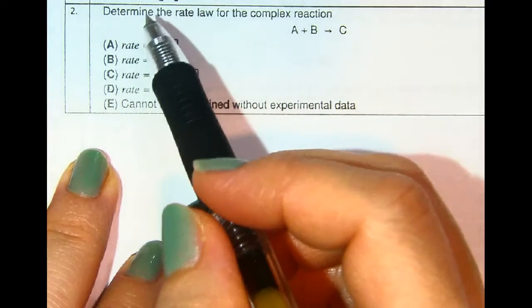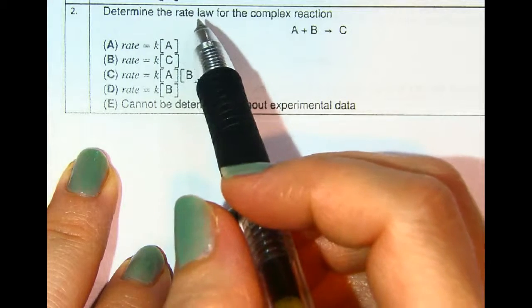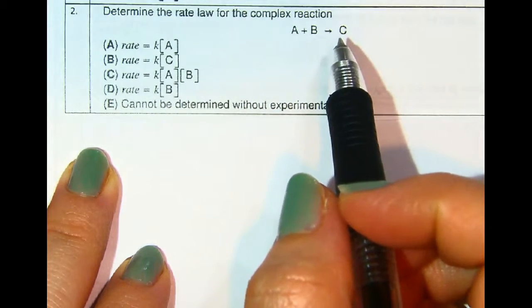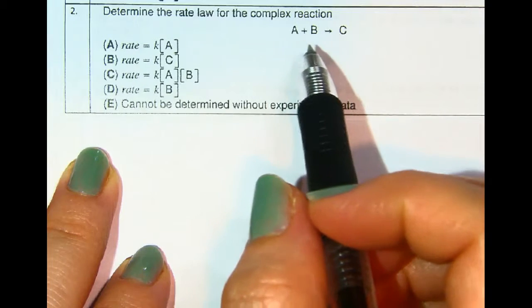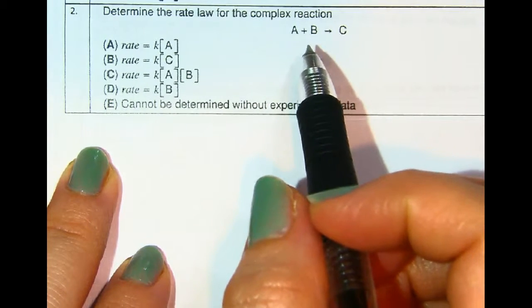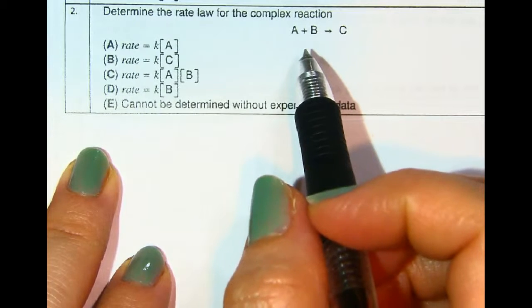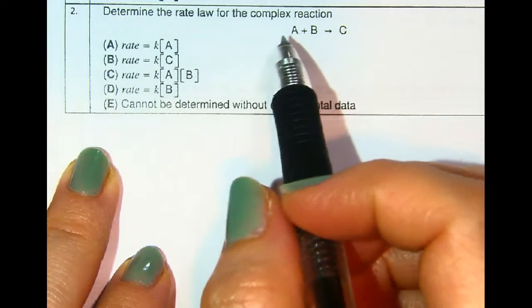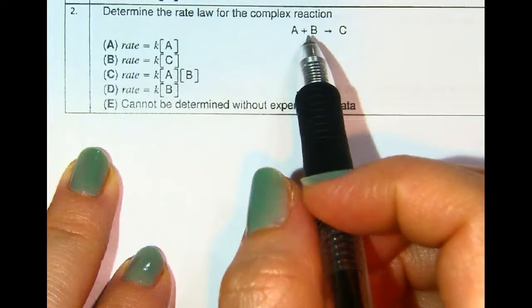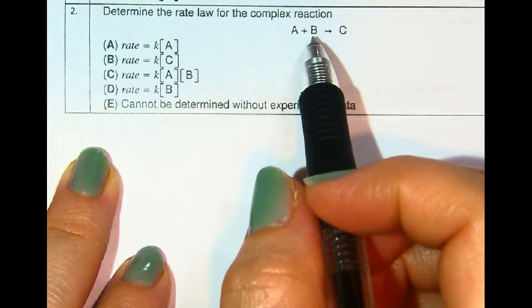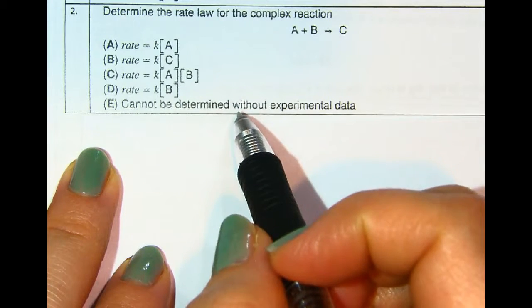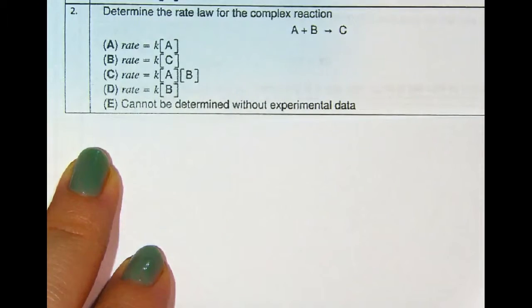So unlike number 1, this is telling you that the rate law is for the complex reaction A plus B yields C. And because it's a complex reaction, it actually has several, or at least more than one, elementary step that makes it up. And so we actually cannot use the stoichiometry to figure this out. The orders of A and B, we'd actually have to have experimental data, and so the answer to number 2 is you cannot determine this without experimental data.